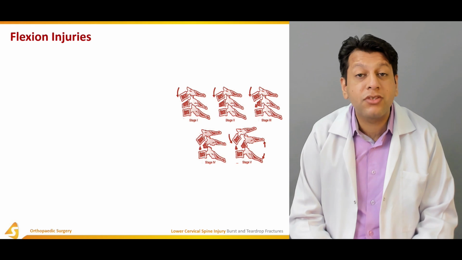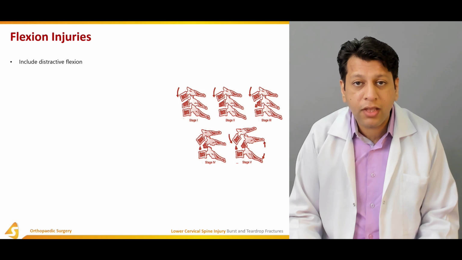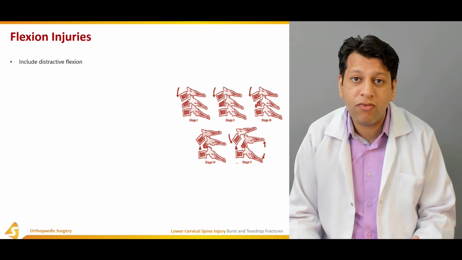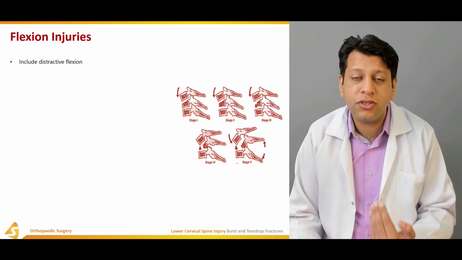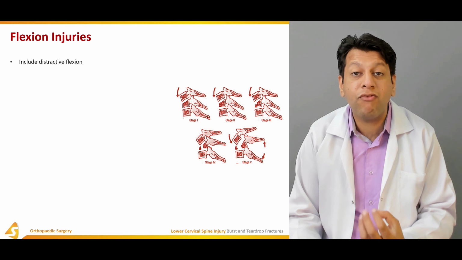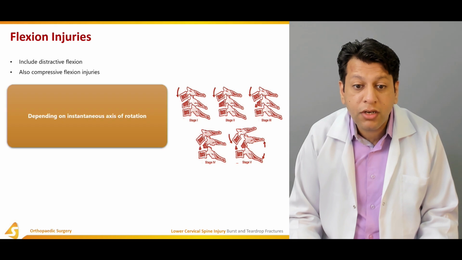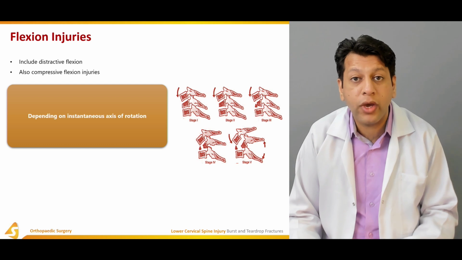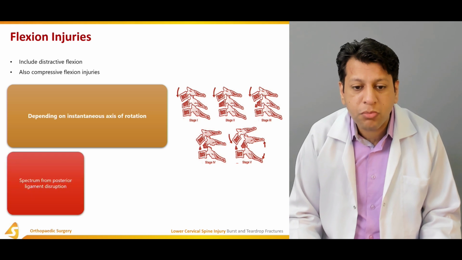Now coming to the flexion-distraction injuries. As I told you, it could be axial loading compression with flexion, or it could be flexion injuries in which the neck is in hyperflexion, and there's excessive deceleration in such a way that one part is translated forward and the other remains stationary, leading to a flexion-distraction type of injury. It's also called a compression flexion injury. It depends on the instantaneous axis of rotation, when the actual injury occurred, and how much flexion is actually taking place at the subaxial spine.